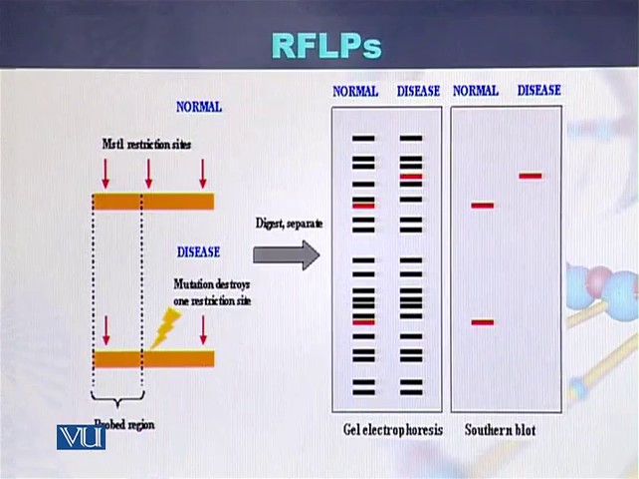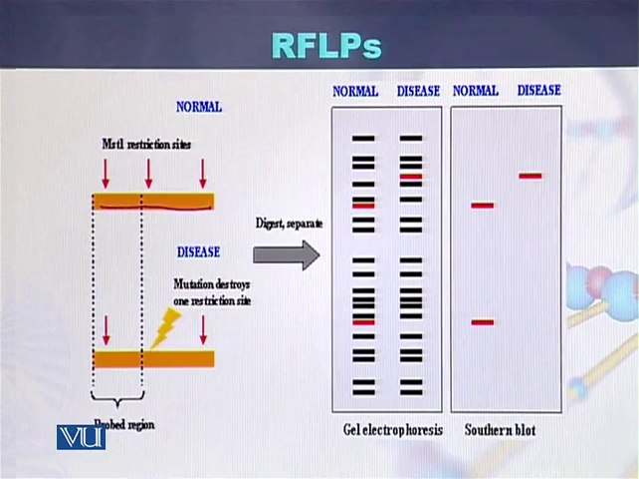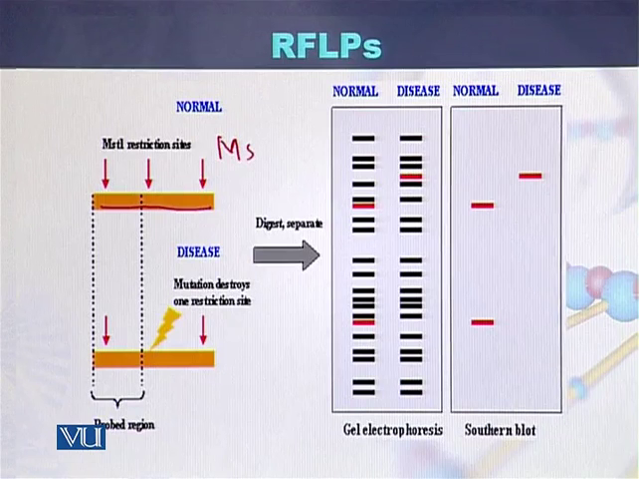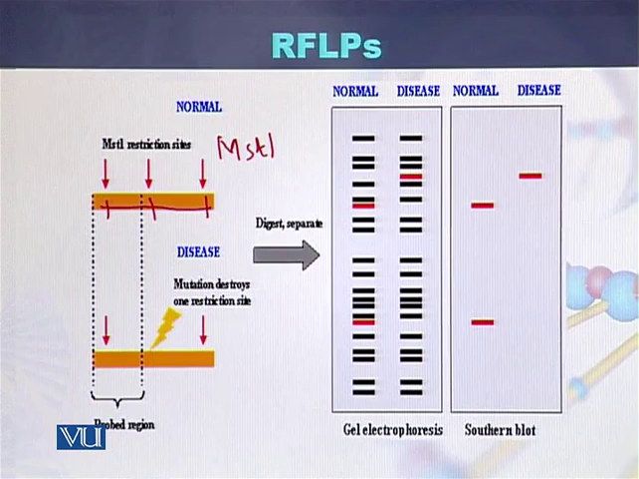To understand the phenomenon of RFLP, we take an example. Here we can see the DNA of a normal individual. Within this DNA sequence, there are restriction sites of an enzyme called MstI. There are three sites: site 1, site 2 and site 3. If we digest the normal DNA with this restriction enzyme, two fragments will be produced: fragment 1 and fragment 2.